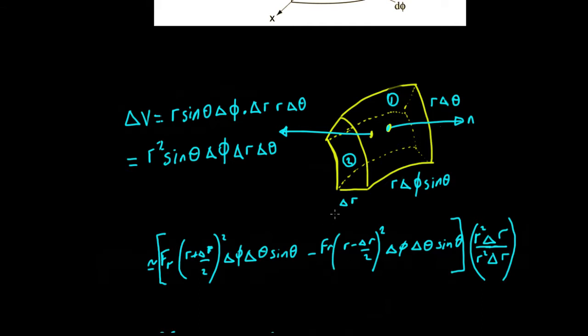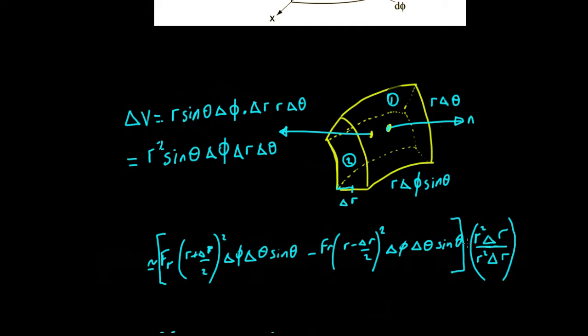The only difference is that instead of going forward by Δr/2, we're going to go back by Δr/2. And also the normal is in the opposite direction, so we're going to have a negative value there. So it's going to be minus f of (r − Δr/2) squared, Δφ, Δθ, sin θ.